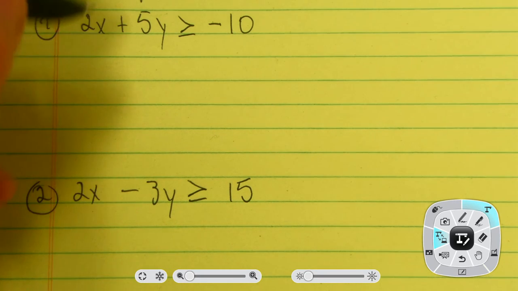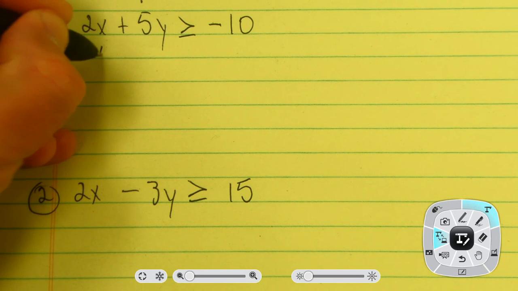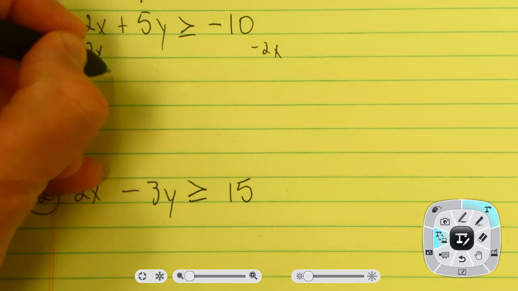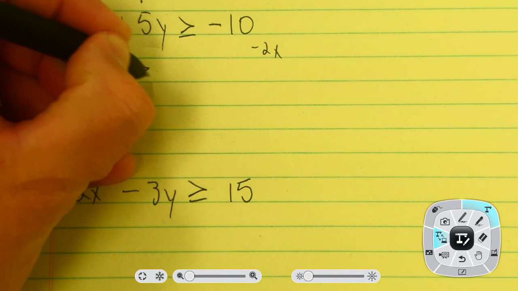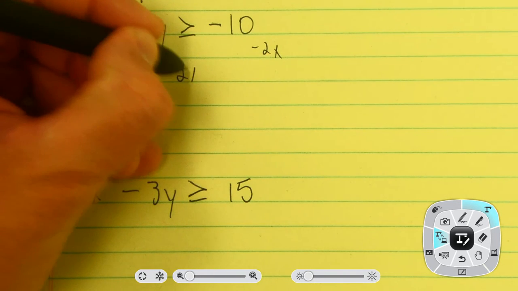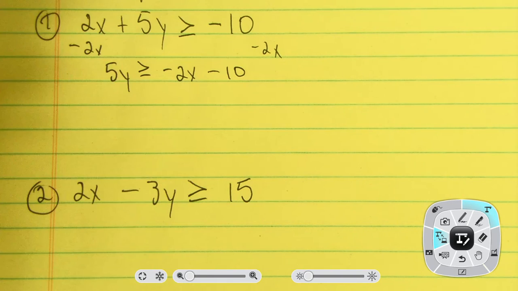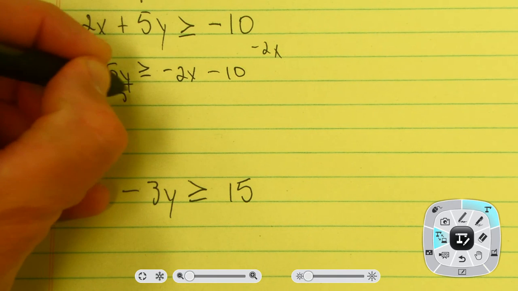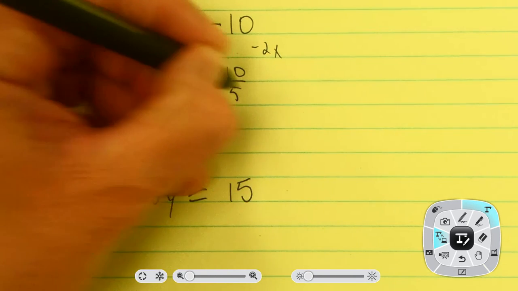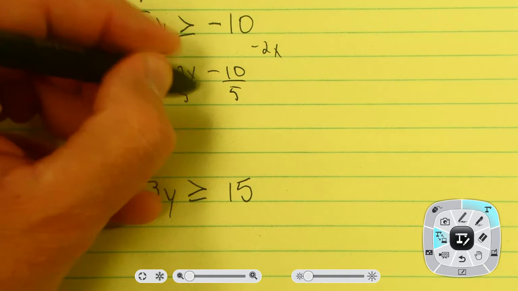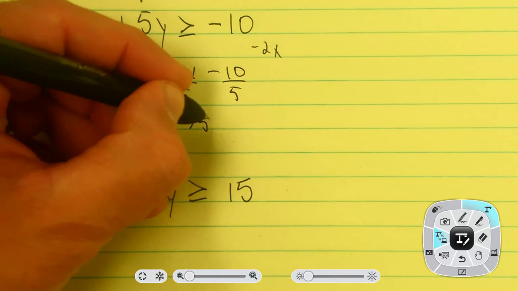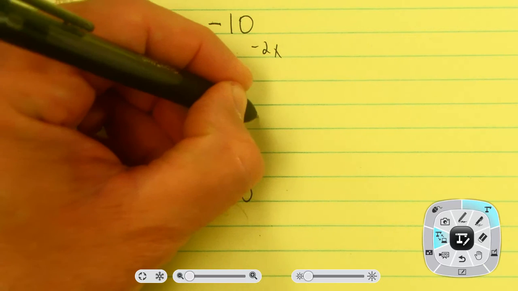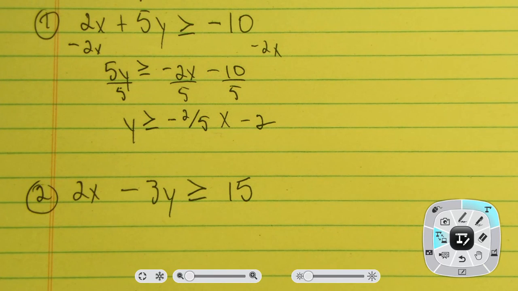All right, so my first step, subtract 2x from both sides. So this becomes 5y greater than or equal to negative 2x minus 10. Divide everything through by 5, so it becomes y is greater than or equal to negative 2/5 x minus 2. And I didn't have to reverse the sign because I divided by a positive.